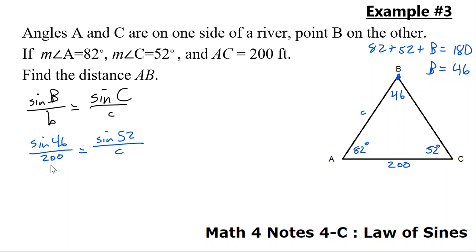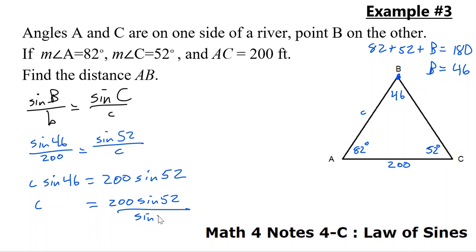So when I cross multiply, I get C times sine 46 equals 200 sine 52. And then I'm going to divide both sides by sine 46. And let's see what the calculator says on that. So we're going to say 200 sine 52. Get a decimal for that. Divide it by sine 46. And I get 219.09. I might as well just call it 219 feet.